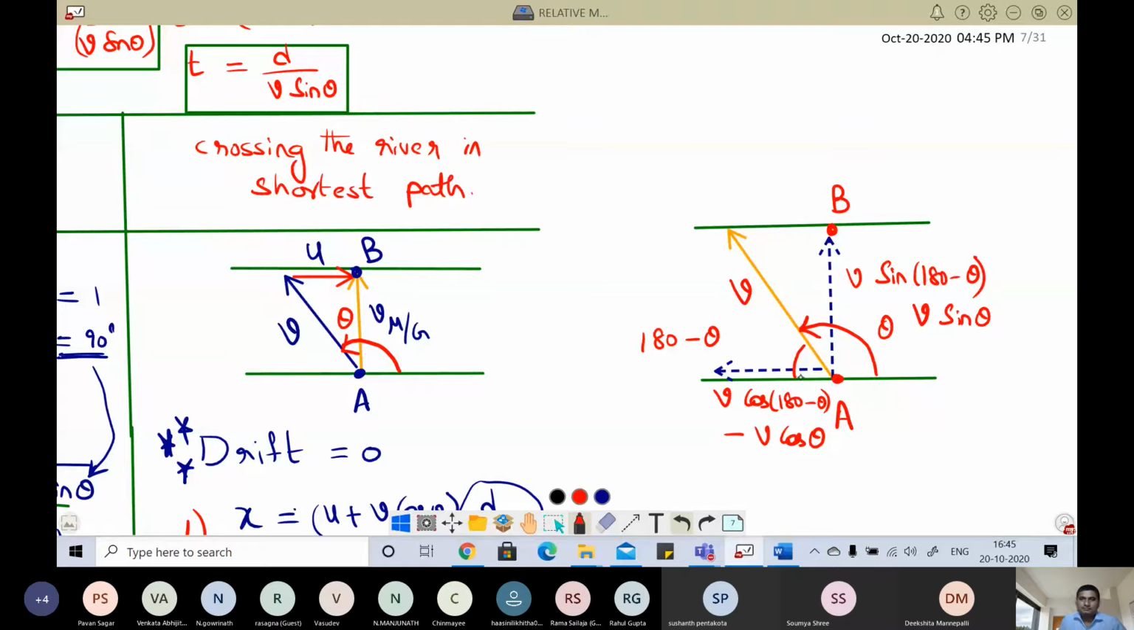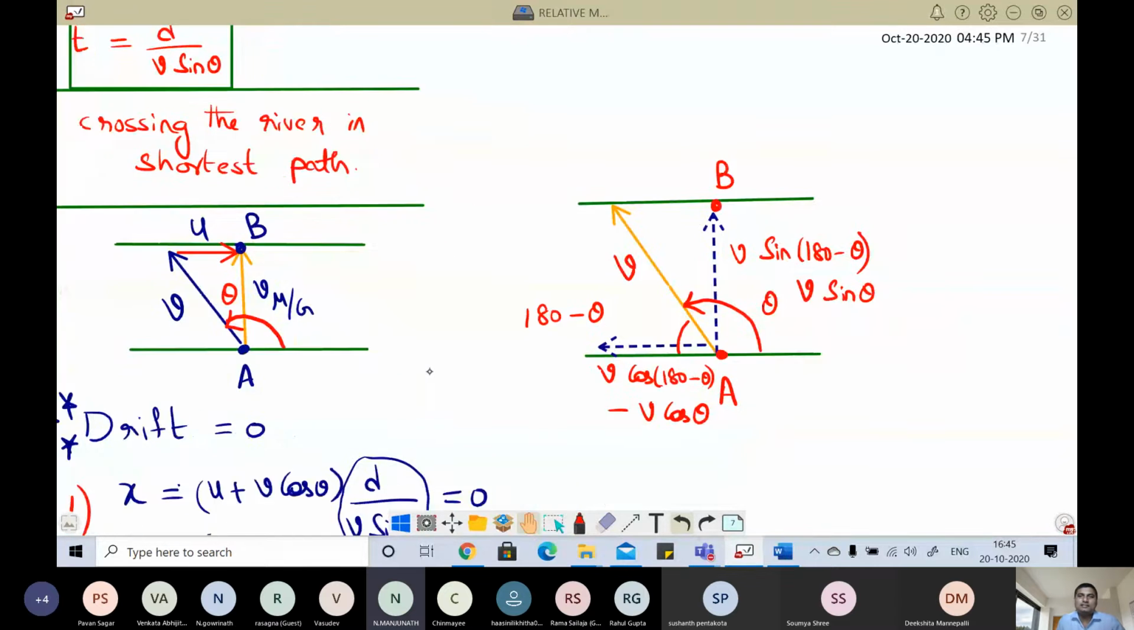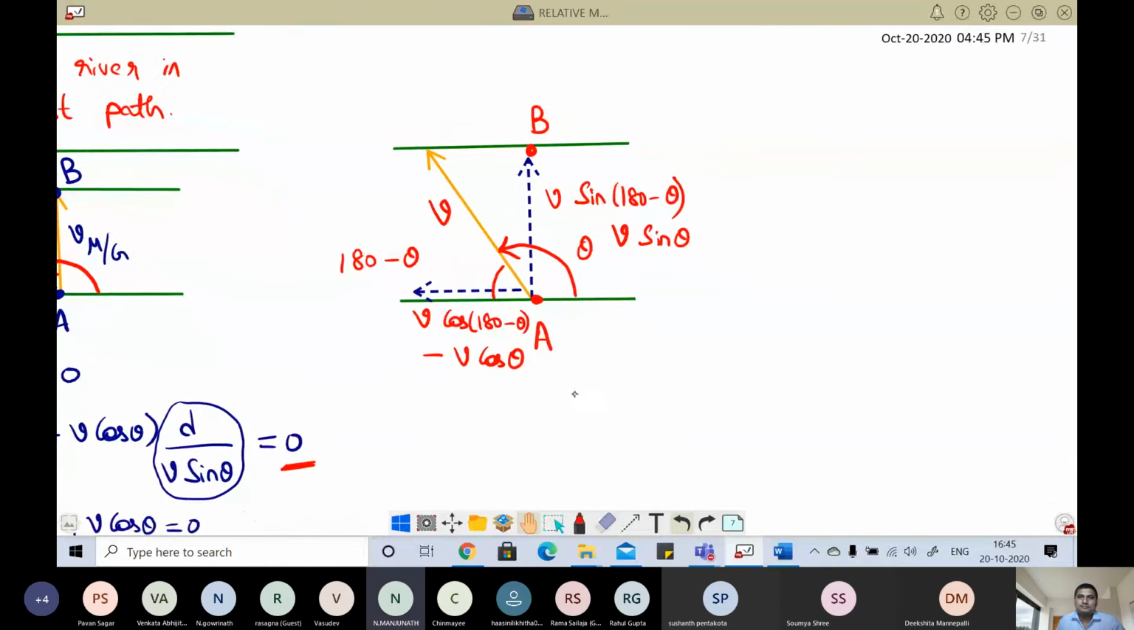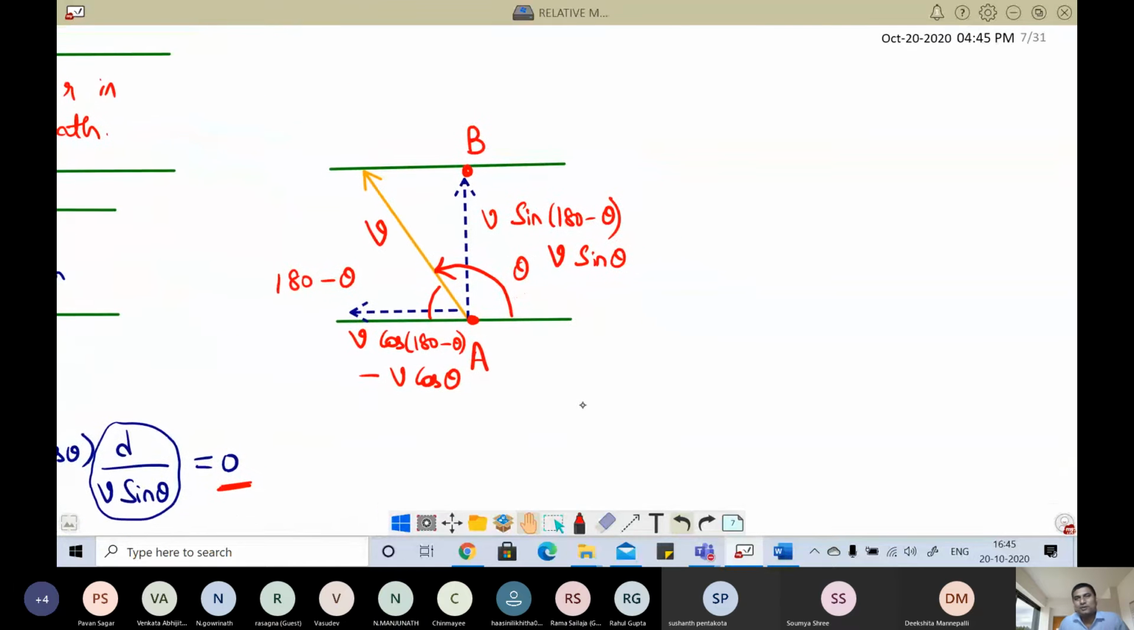Manjunath. Sir? What is sin of 180 minus theta? Minus sin theta. Sin of 180 minus theta. Sin theta. MPC student or BPC student? Sin of 180 minus theta is minus sin theta. Minus sin theta you're telling. Which quadrant it is? Anyway, that is max, so I don't want to go.